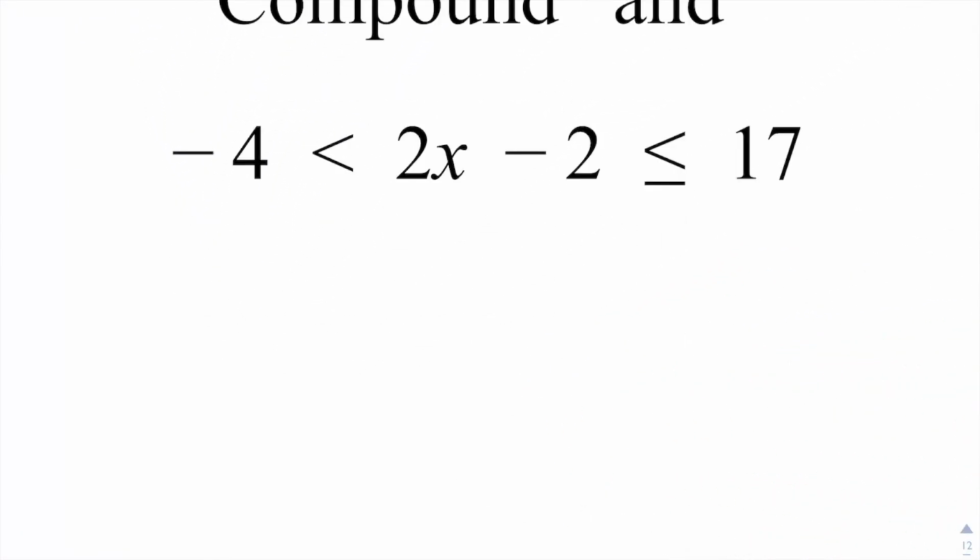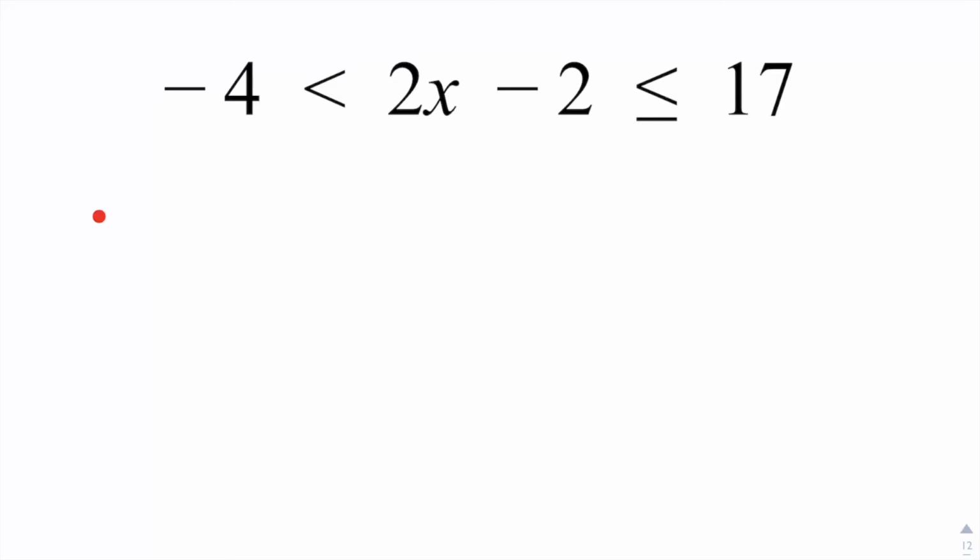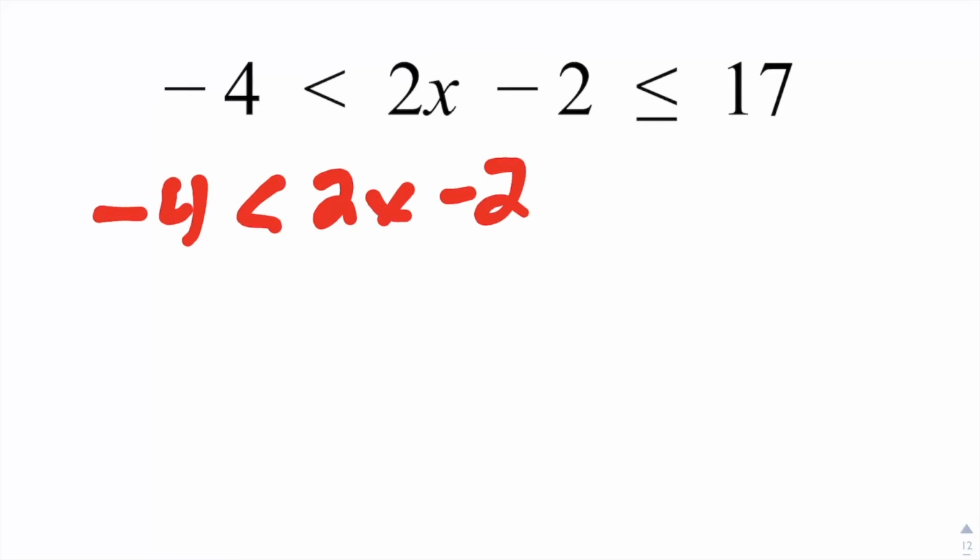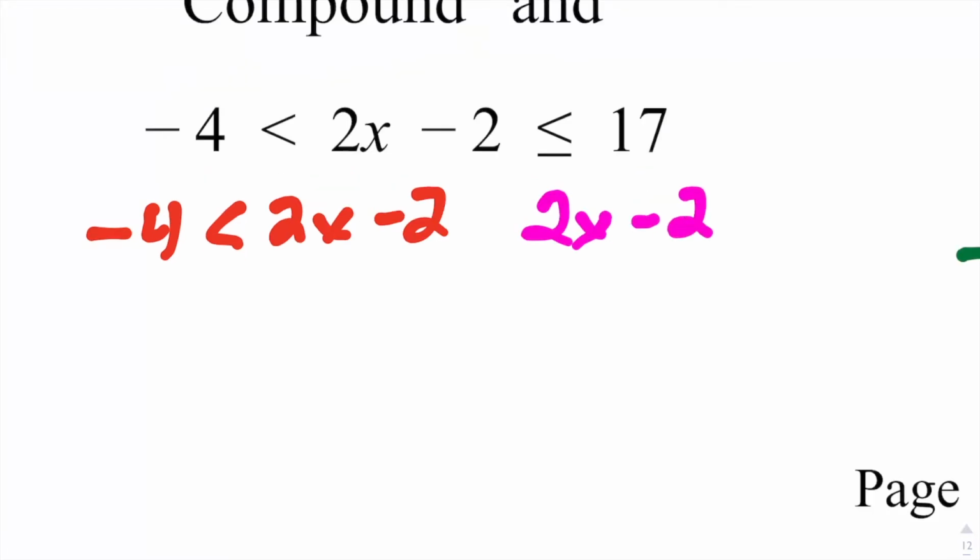Let's do our next one. Now with the and, it's a little more difficult. The only difficult thing is that you have to break this inequality into 2, then solve, and then put it back together, just like we did in earlier lessons. So we have negative 4 is less than 2x minus 2. That's one of them that we have to solve. And then we have 2x minus 2 is less than or equal to 17. So now we can solve both of these.